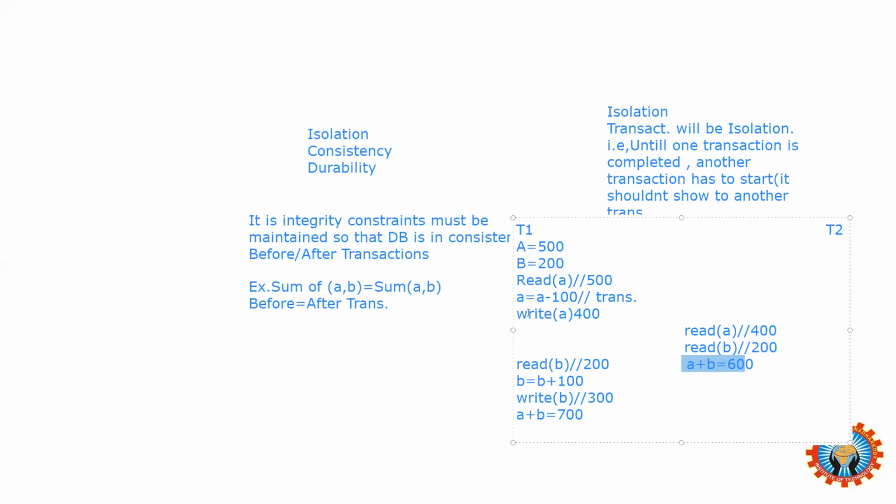Here you are taking the read of A as 400. Here you are taking the read of B as 300. Here we are reading the 300 amount. The A transaction is reading 400. Here the reading is 300, but here the reading is 400 and the reading is 200. I hope you understand the concept. This is the concept of isolation.